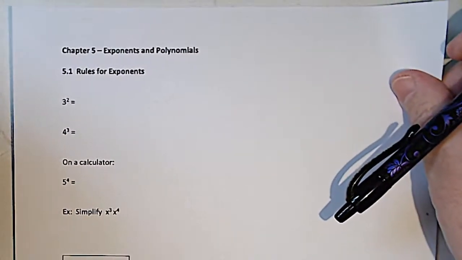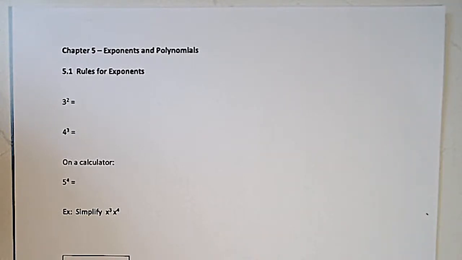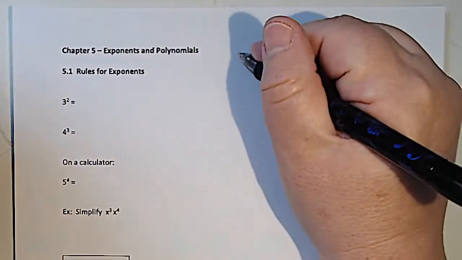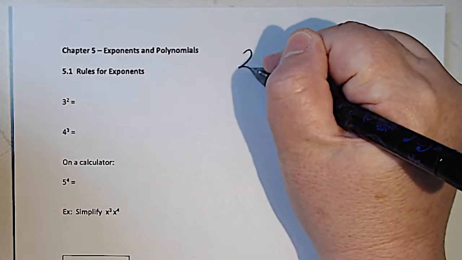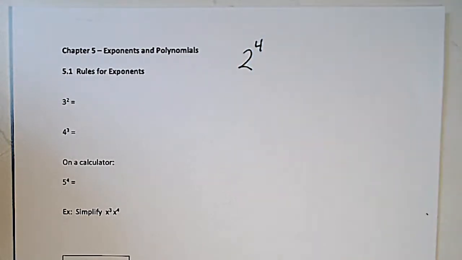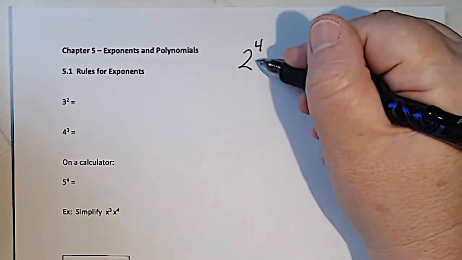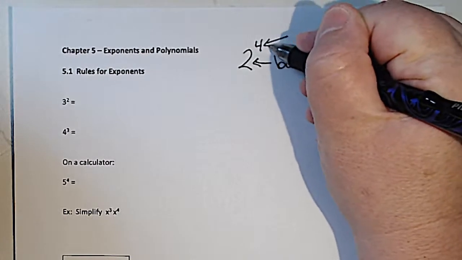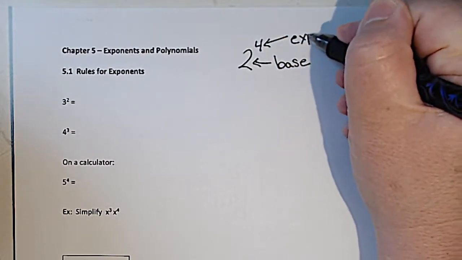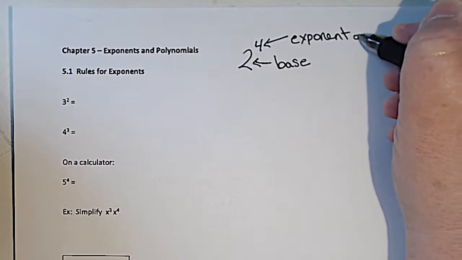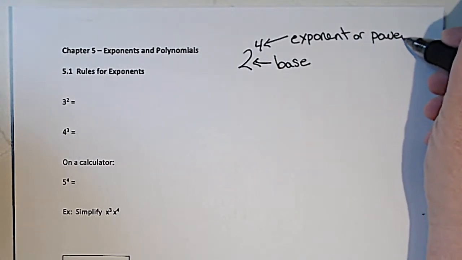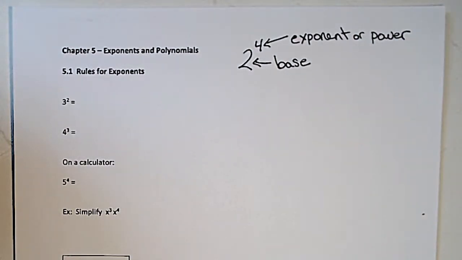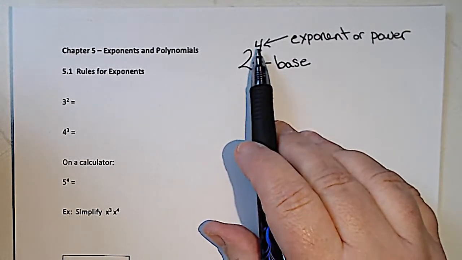Half of this first section is just about language. So let's talk about how to pronounce these things and how to describe these things. First off, let me do 2 to the 4th power up there. The 2 is called the base, and the 4 is called the exponent or power. So we've got a base and an exponent.